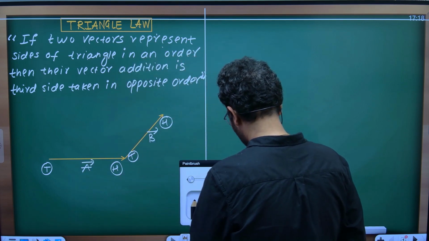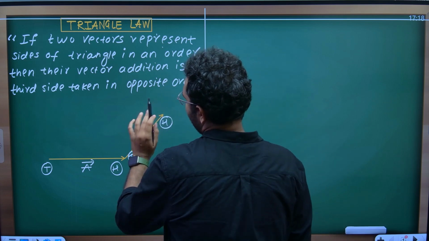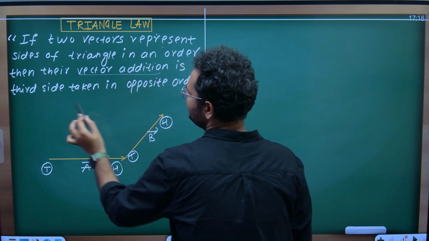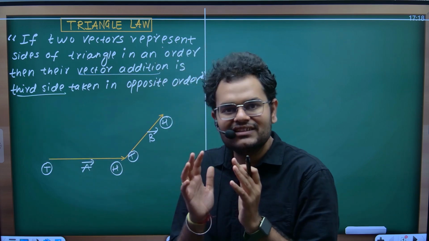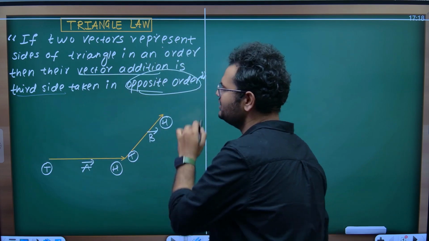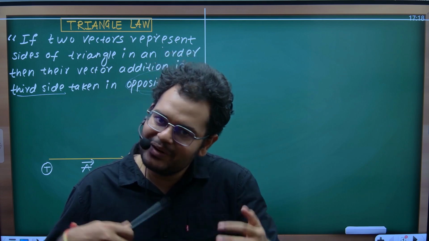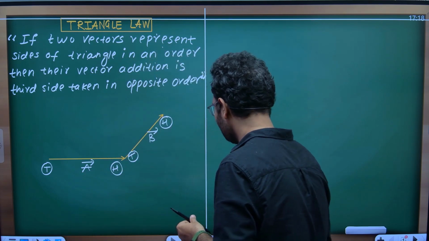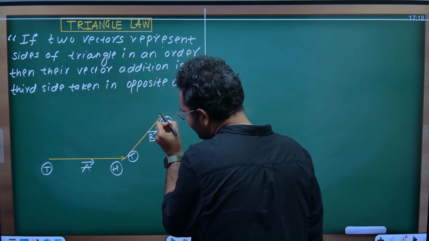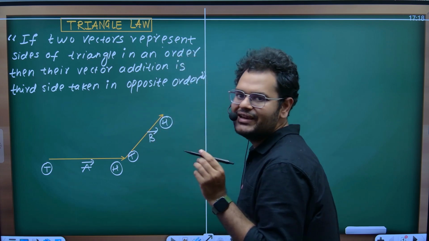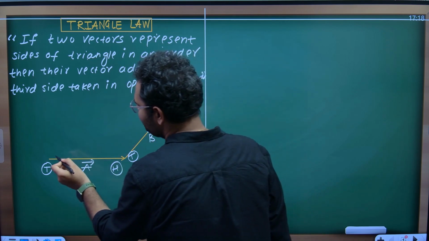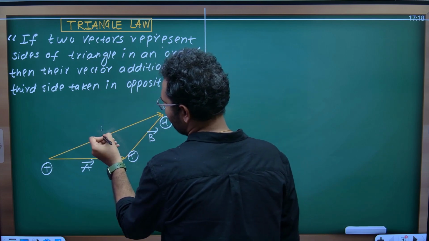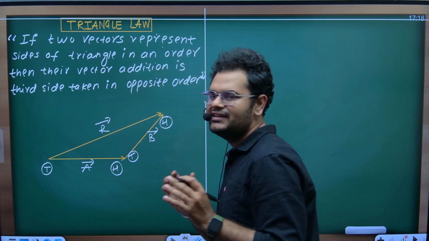Now what they are saying is that their vector addition is the third side, but in opposite order. That means we have to break this order, which means that our third vector will not have its tail over here, it will have its head. So how will the third vector look? This is how it will look. We call this the resultant vector.